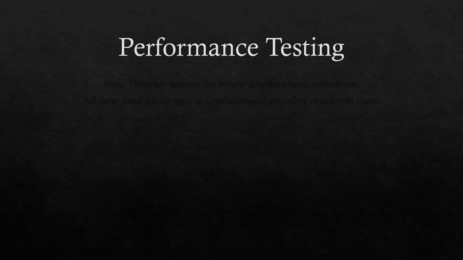So in general, in real time, performance testing is done with hundreds or thousands of users, right? For example, if there is a bank application, assume that at 9 a.m. or 10 a.m., 100 or 200 people will access the bank application. All those people who are accessing that bank application at that point of time are called concurrent users.